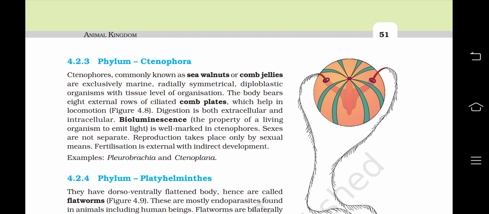Now, digestion is both extracellular and intracellular. Bioluminescence, the property of a living organism to emit light, is well marked in Ctenophores. Sexes are not separate, so hermaphrodite. Reproduction takes place only by sexual means. Fertilization is external with indirect development, which means there is a larval stage as well. Examples are Pleurobrachia and Ctenoplana.